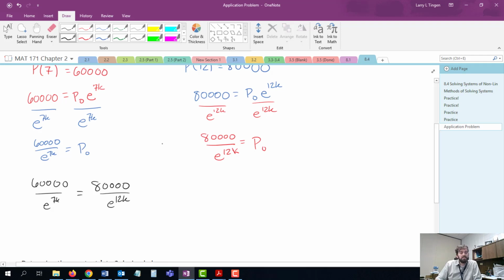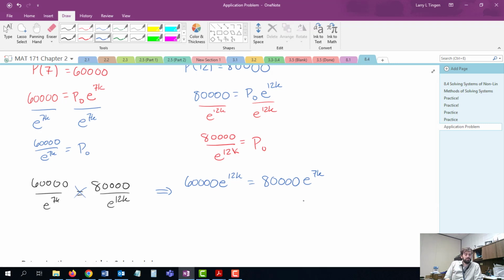So what do we do? Well, cross multiply, because everybody loves cross multiply. So cross multiplication leads me to, and I'm drawing an arrow here just to indicate this is a result, 60,000 times e to the 12k is equal to 80,000 times e to the 7k. And now look at that. What do I have? I now have one variable and one equation. So now I just need to solve this for k.